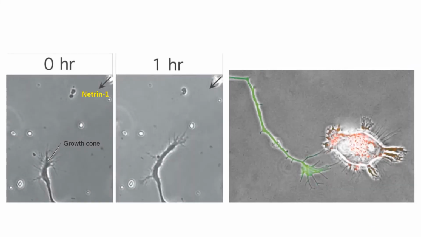So here's a time-lapse photo of a neuron that's being attracted towards a particular target cell. So you can see how this could be the axon, grow towards the target location.